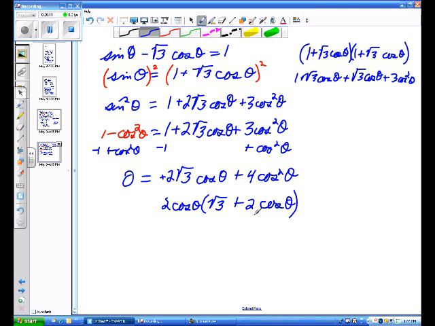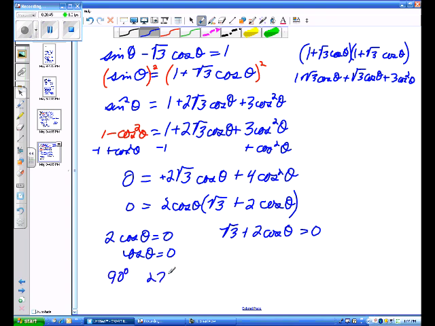Setting each factor equal to 0, 2 cosine theta equals 0, and square root of 3 plus 2 cosine theta equals 0. So we know it's not the 2, so cosine theta equals 0, and cosine equals 0 at 90, and we're going to do these in degrees. So cosine is 0 at 90 degrees and at 270 degrees. Here we would subtract the square root of 3.